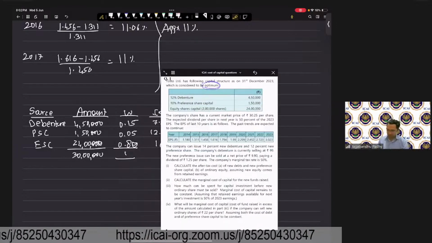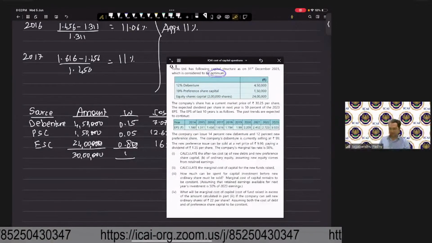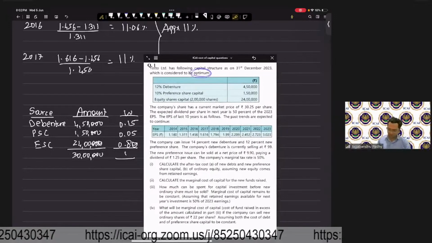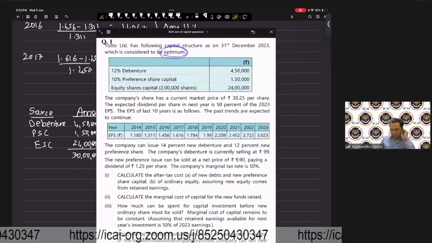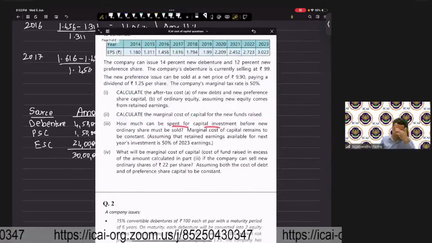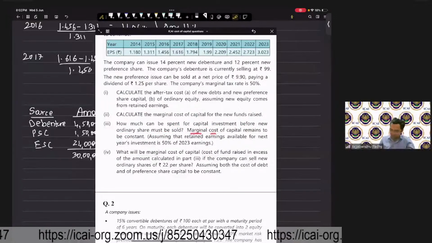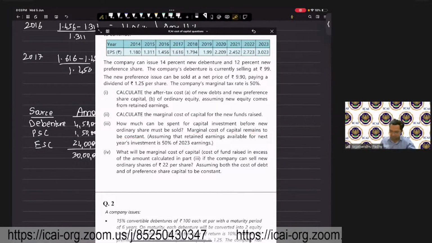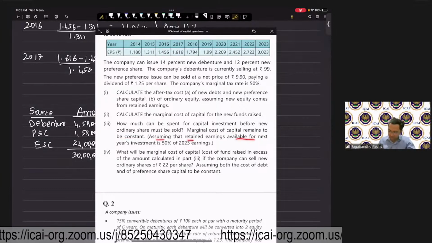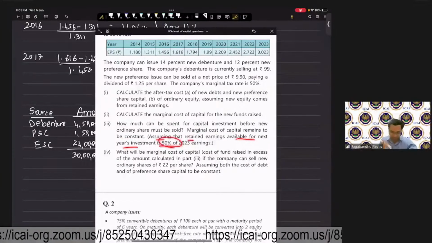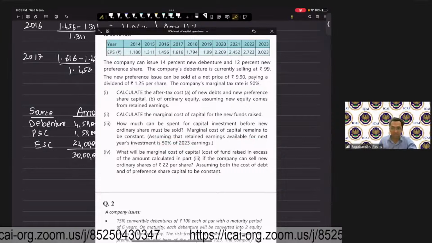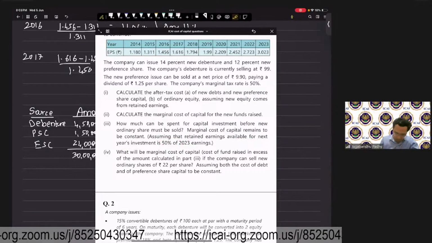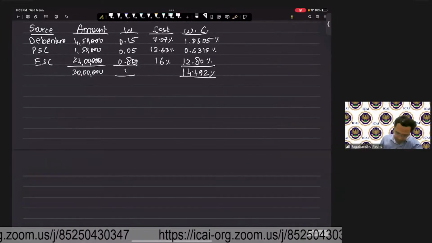Then the third part: how much can be spent for capital investment before new ordinary shares must be sold? Marginal cost of capital remains to be constant. We are saying marginal cost of capital remains constant, assuming that retained earnings available for next year investment is 50% of 2023 earnings. So let us first compute the amount of retained earnings available.